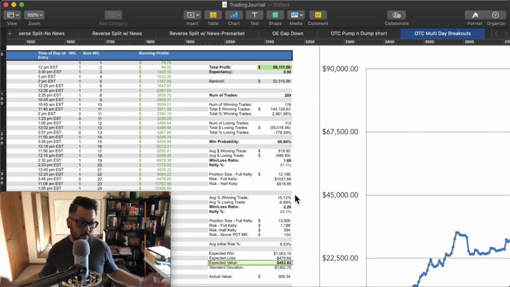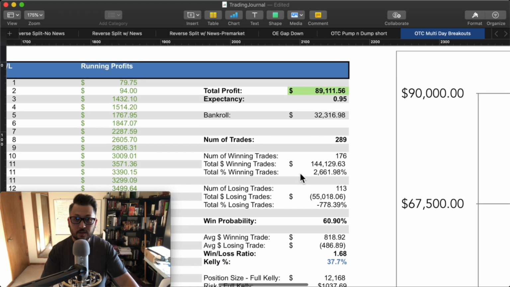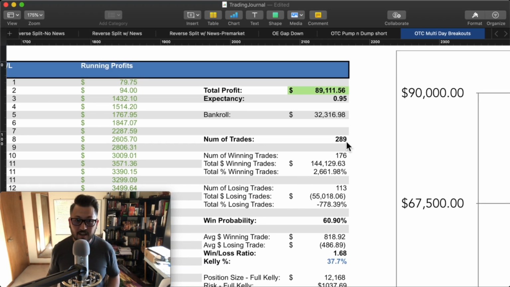It's been a good setup for the last like 2 years that I've been trading it and been aware that it was one of my strongest setups. So this one I've taken 289 trades on this setup. I've made $89,000 on those 289 trades. So, I'm approaching $100,000 of profit on just this setup alone.